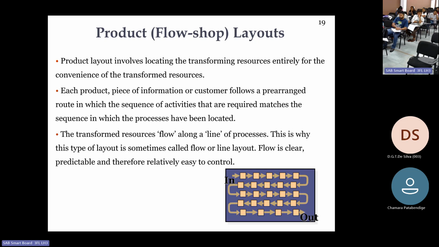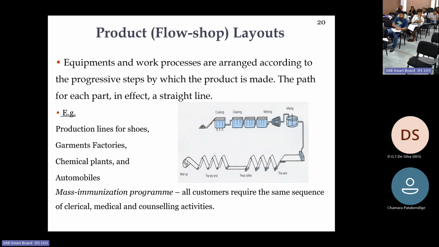Where have you seen this? In which type of factories? When producing standardized shoes, garment factories, and more often in chemical plants, automobile assembly, and all, you see this kind of variety. Now, this is a paper manufacturing process. So factories, they have arranged the layout according to this sequence.